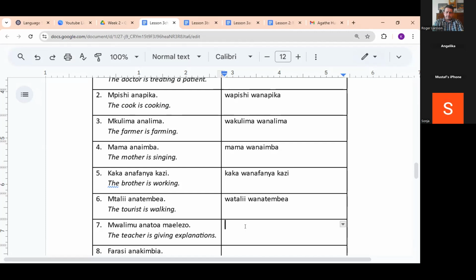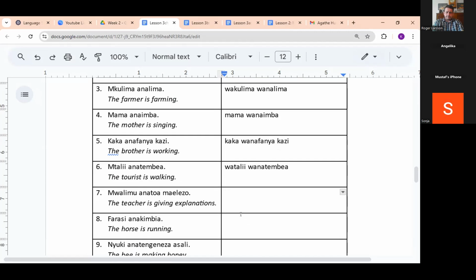Mwalimu anatoa maelezo. The teacher is giving explanation. Plural form, dada Angelica. Walimu wanatoa maelezo. Sawa sawa, vizuri.